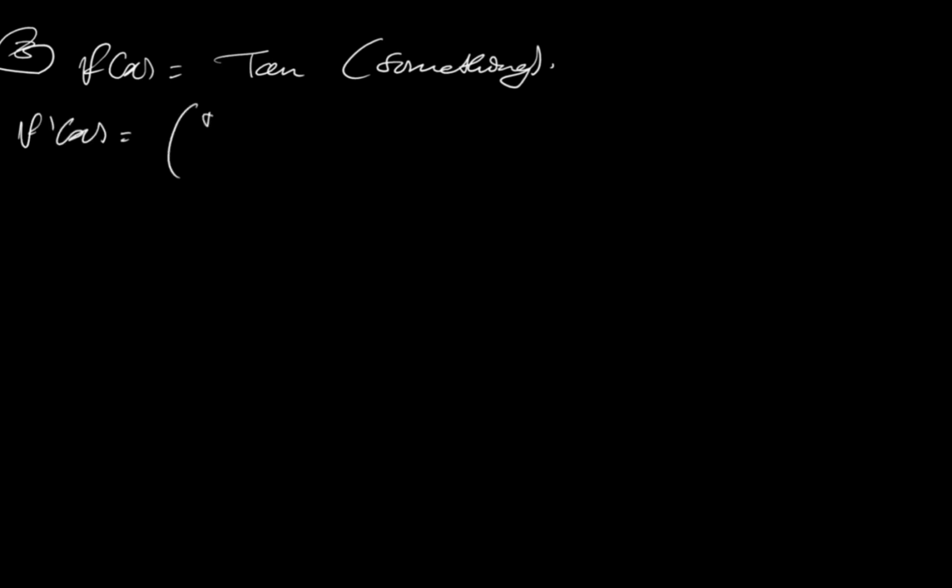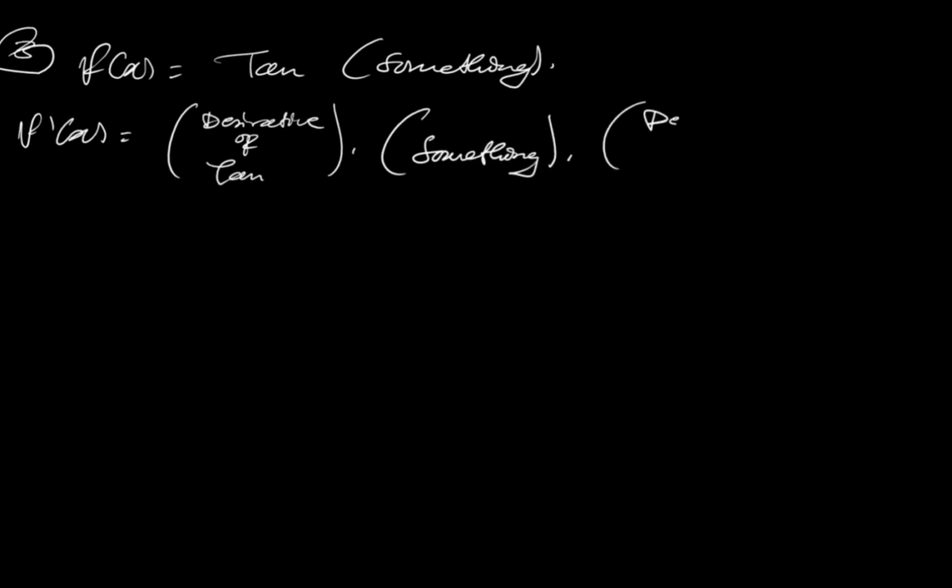Say you have f of x equal to tan of something. So basically the procedure is the same. f prime of x is equal to the derivative of tan times something times the derivative of something. As simple as it is.